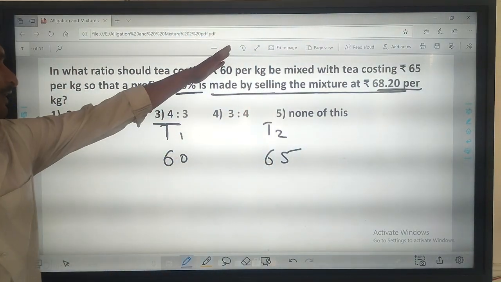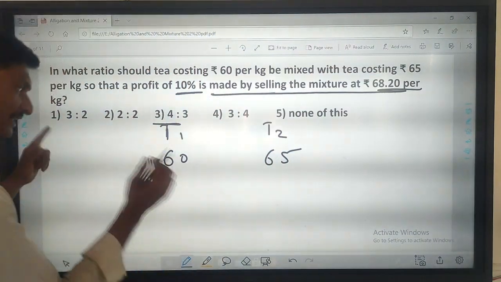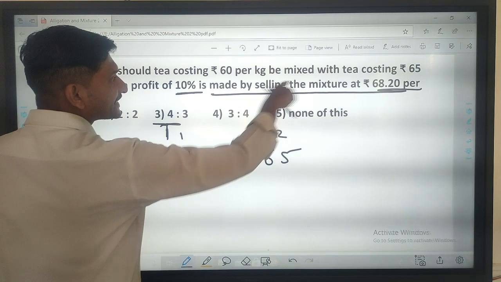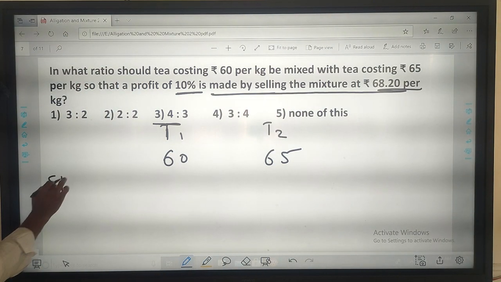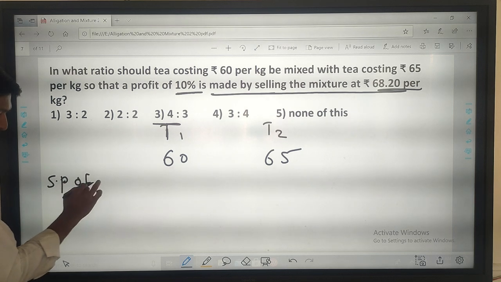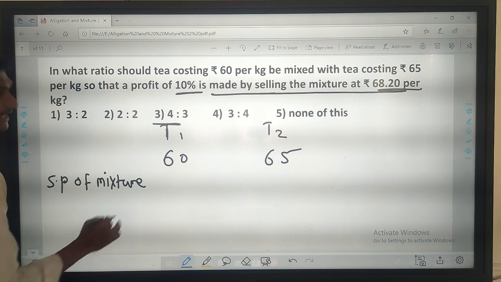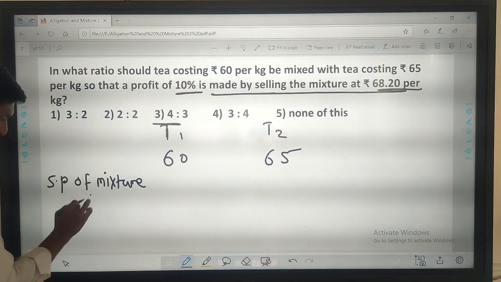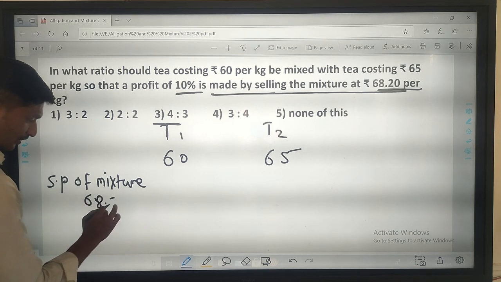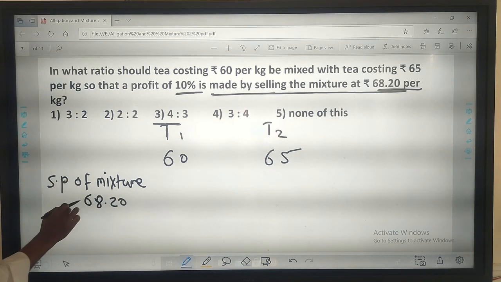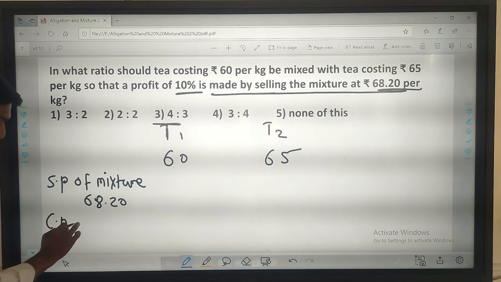First we write T1, then we write T2. Then they will be mixed. Then the selling price of the mixture is 68.20. Then we find the cost price of the mixture.